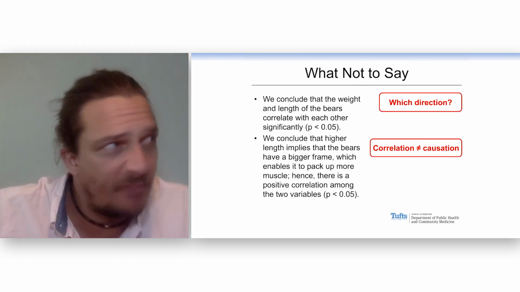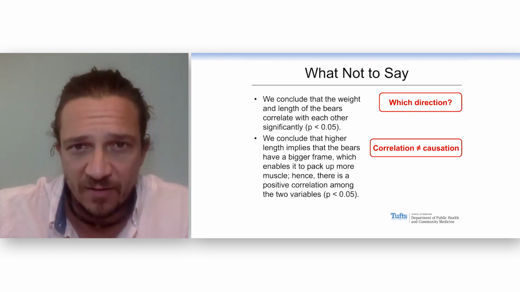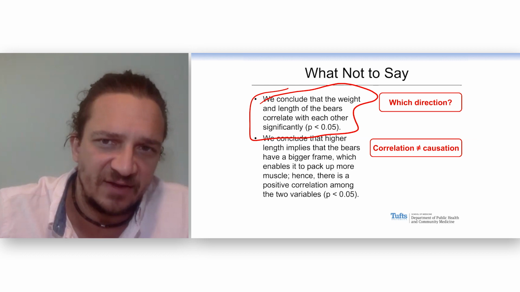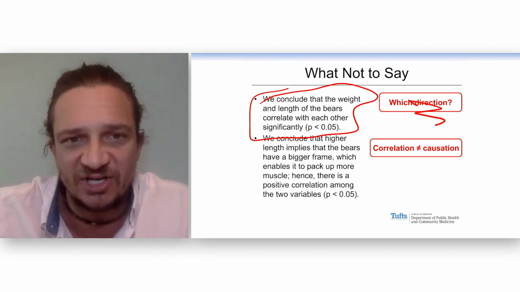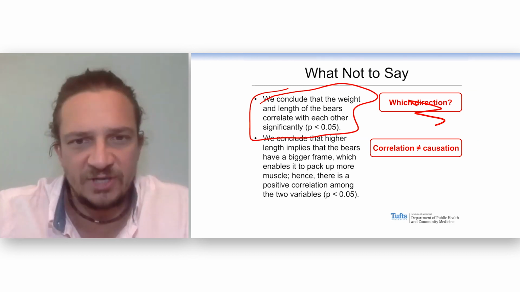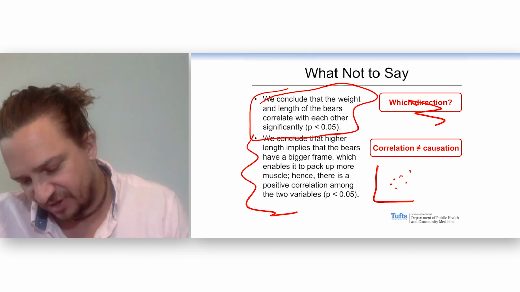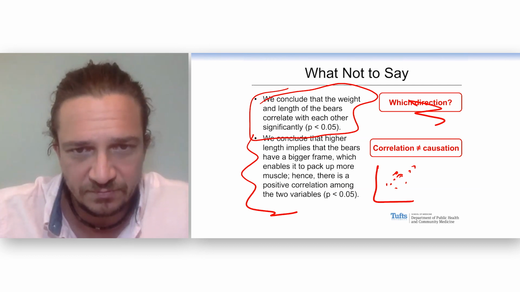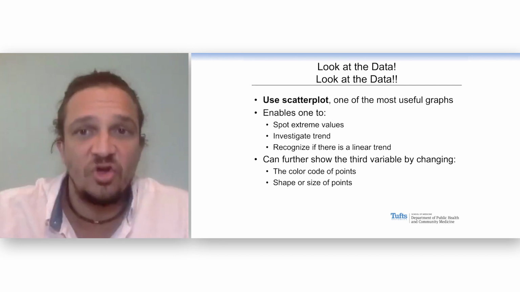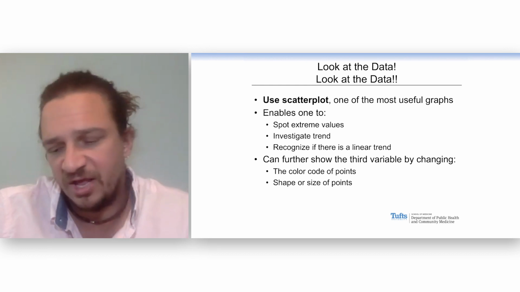Here are a couple examples of people getting the correlation is not causation wrong. What if you conclude the weight and the length of the bears correlate significantly? Well, we forgot the directionality. We need to say the directionality. What if we conclude something like this? Higher length, bigger frame, more muscle. But this is way too much detail to describe a bunch of dots that I just drew. The most important thing when you get data is to look at your data. We can look for extreme values. We can look for trends. We can see if things are linear.